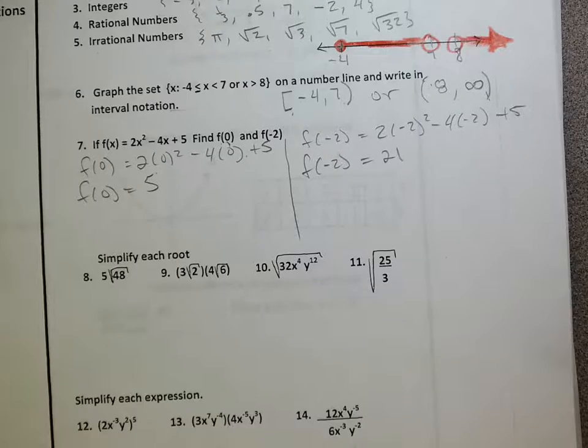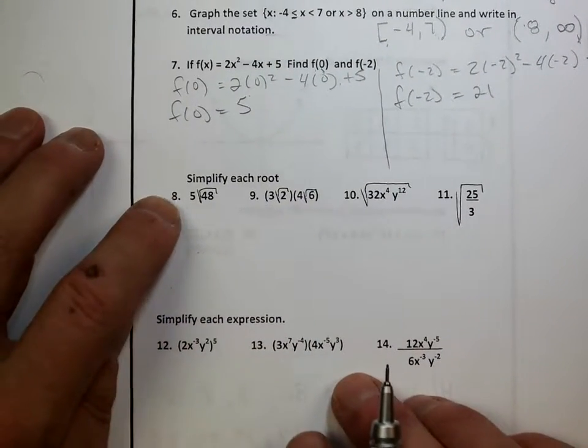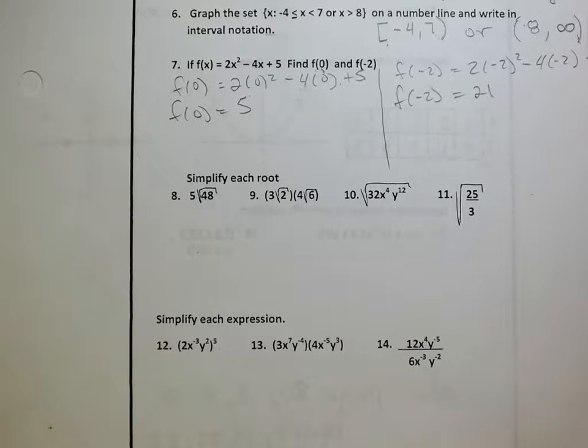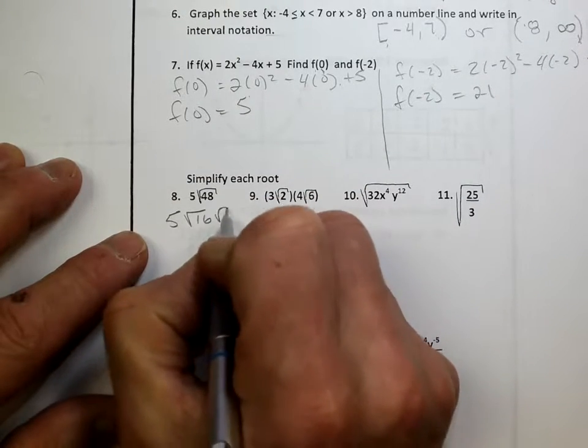Okay, square roots. We can do this. Okay, number 8. 48. So you could go 4 and 12, and then you could break down 12 again into 4 and 3. I'm going to shortcut it. I'm going to go 16 and 3. I just happen to know that. 16 times 3 makes 48. So for me, it's faster if I go the square root of 16 times the square root of 3.